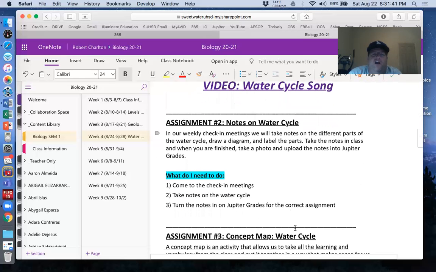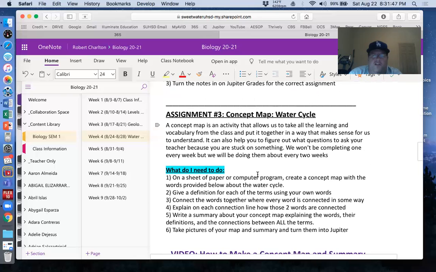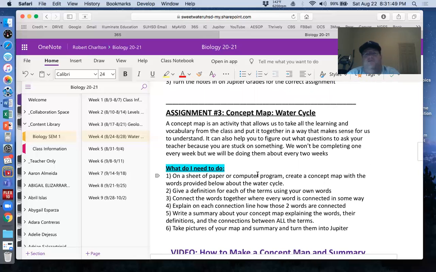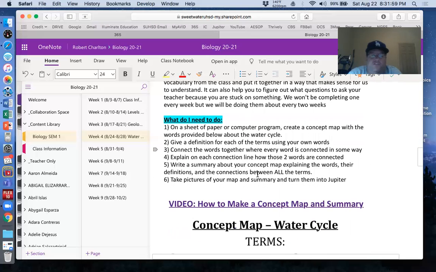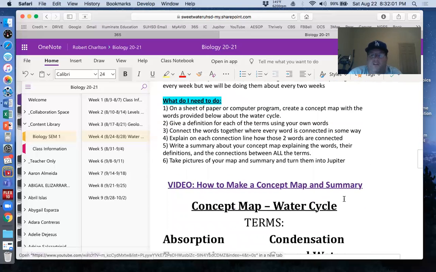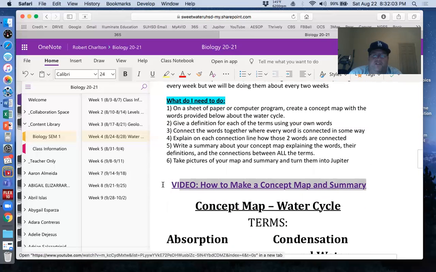All right. Notes. We will be taking notes on the water cycle, like I said, in the check-in meeting, so make sure you show up to those. The concept map, just like the concept map we did in week 1, where you give the definitions of each word, and then you link them together, and then you explain how they're linked, and then you write a summary. Same deal, except now we're going to be using biology terms. If you don't know how to make a concept map, again, there's a video here that shows you the steps of how to do it, even though the words in that video are different.